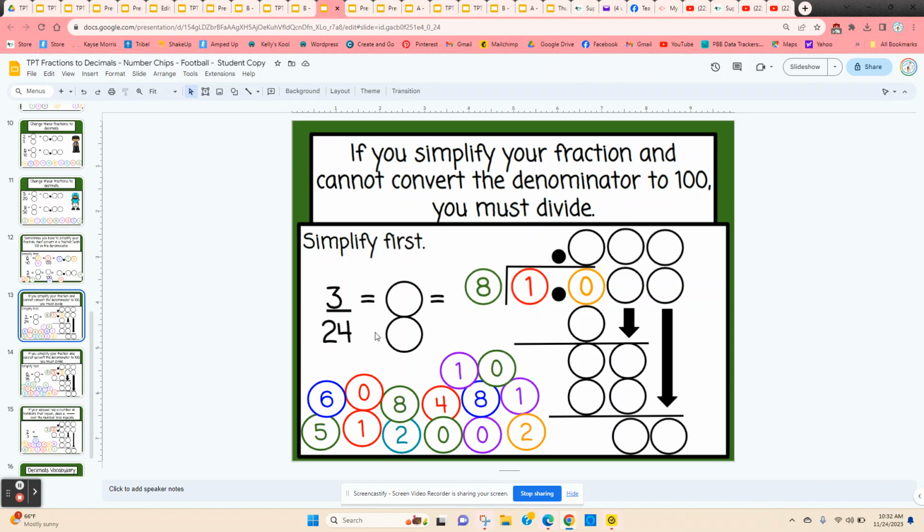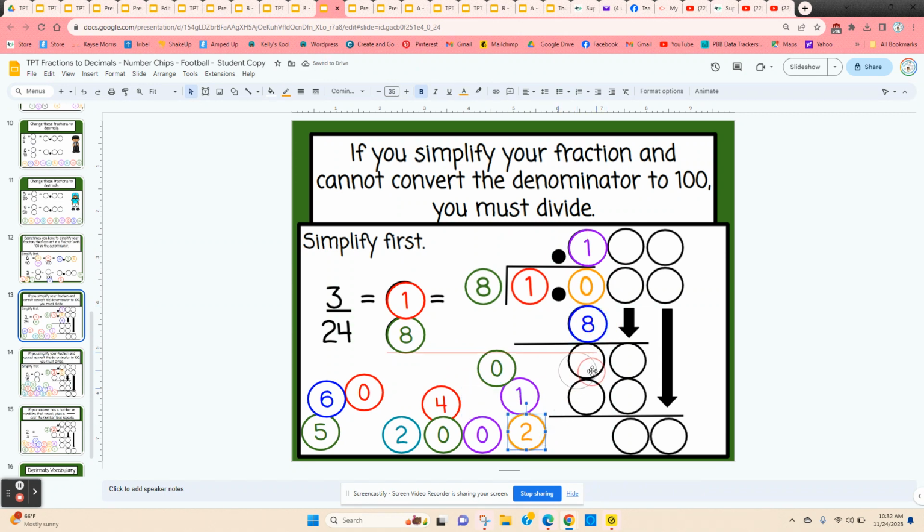Now, they can't always change their denominator to 100. In this case, if we simplified, we'd get 1/8. Well, 8 you can't multiply times anything to get 100. So we have to use long division. Here they're going to do the long division with their number chips. And again, they have to use every single number. 8 goes into 10 one time. 8 times 1 is 8. Subtract. We get 2. And these numbers are going to be zeros. So we're just going to bring down a 0.